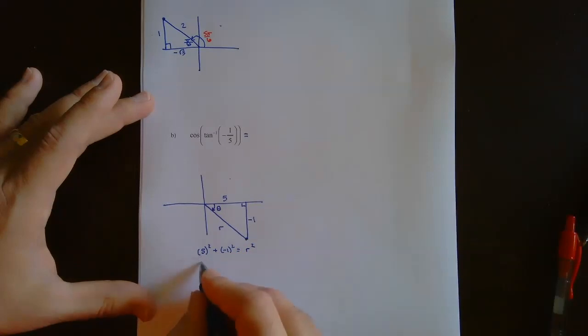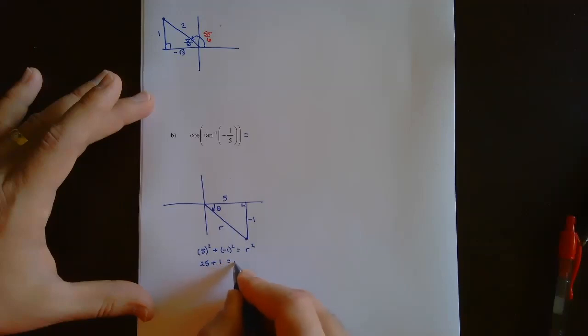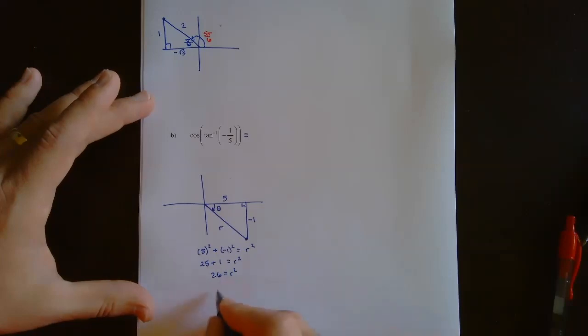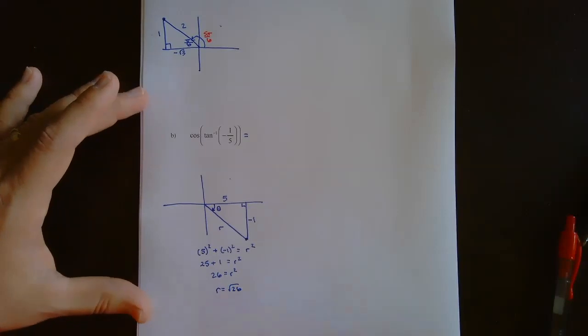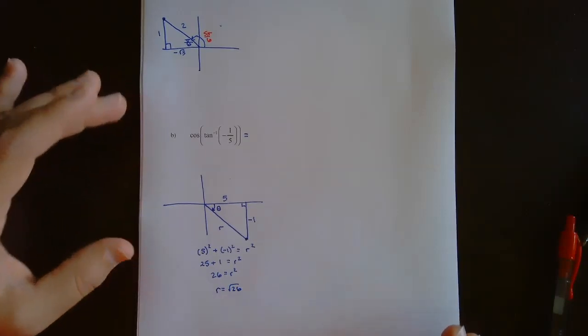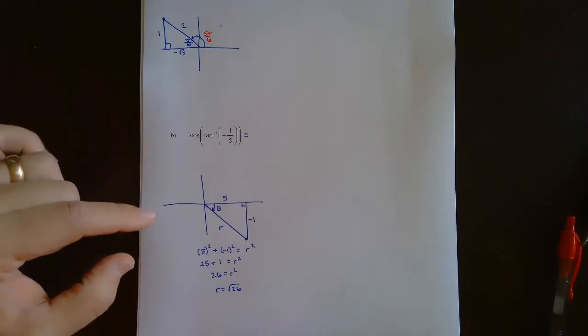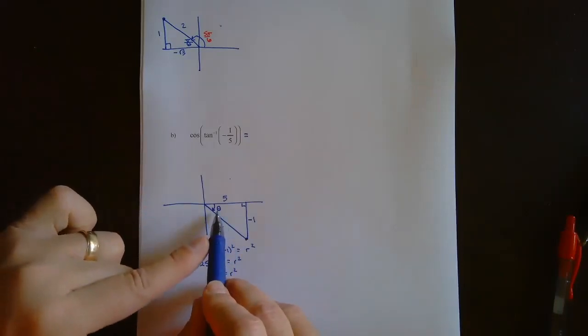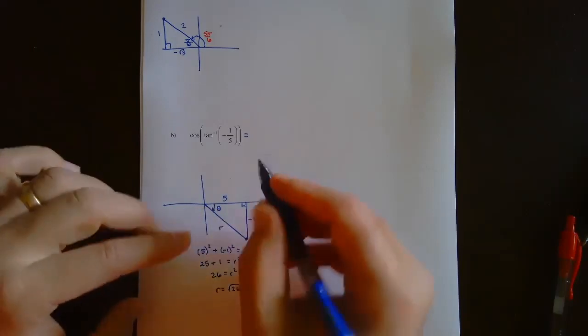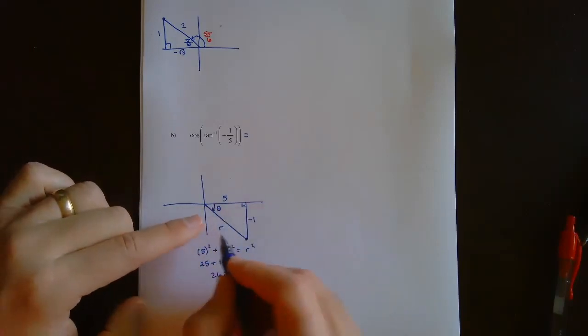5 squared is 25, -1 squared is 1, so 26 is equal to r squared. Square root both sides, and it has to be positive, so r is equal to the square root of 26. That's our radius. We're going to use this angle theta to determine the angle of rotation. We know this is the square root of 26.